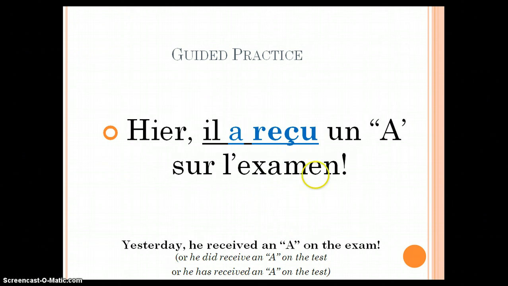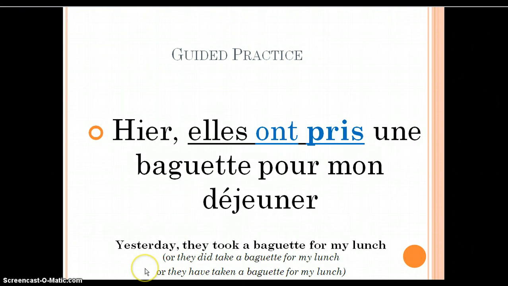Notice how we have our appropriate form of avoir, il a, and then our past participle or our ed form. Reçu is the irregular ed form of the verb recevoir, which means to receive. Hier, elles ont pris une baguette pour mon déjeuner. Notice how we have the appropriate form of avoir, ont, elles ont, and then our past participle, pris. Pris is the ed form or the past participle form of the verb prendre.